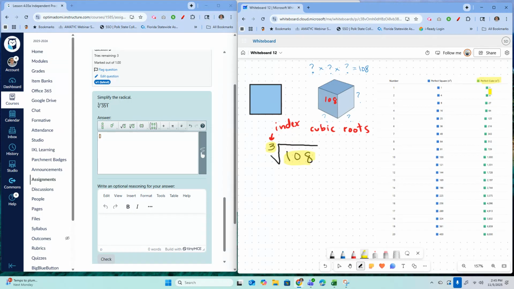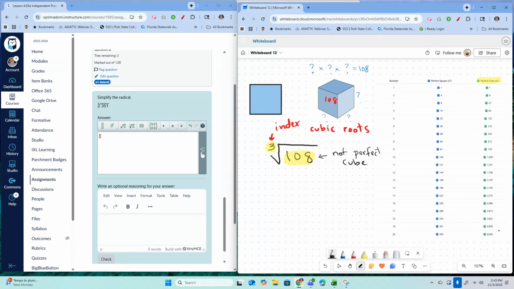Okay, perfect cubes. The index is 3. We call it cube. So we're in the green section. Now look for 108 in the green column. And you're going to notice that 108 is not there in the green column. So that means that 108 is not a perfect cube. It's not a perfect cube.